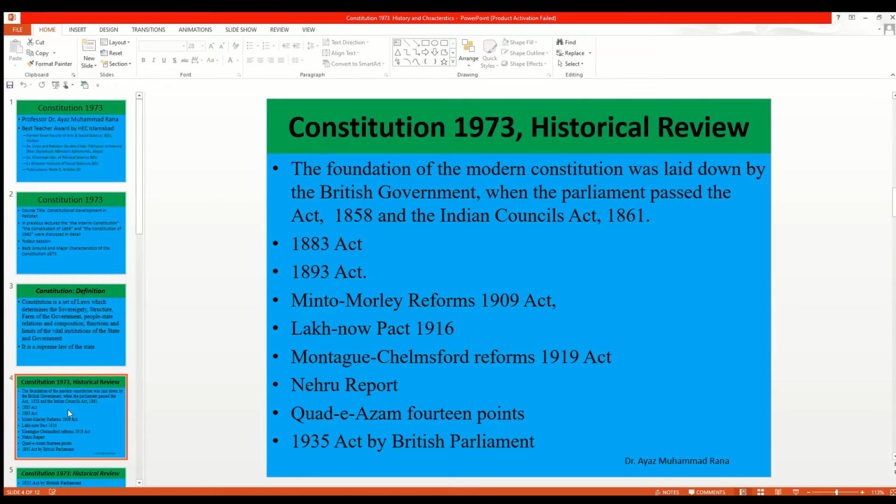Then the 1883 Act was passed. In follow-up of that, the 1893 Act was passed. In continuation of this, the Minto-Morley reforms, the Act of 1909, was passed by the British Parliament. In this Act, the local government, elections, and voters were addressed; the electoral college, the qualified voters, were allowed to vote and were included in the voter list.